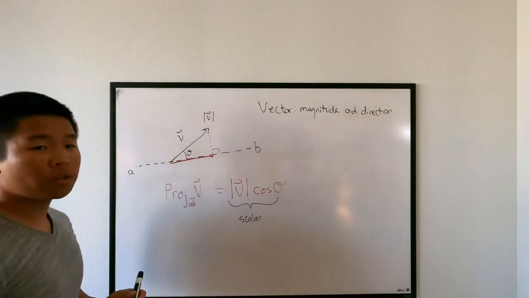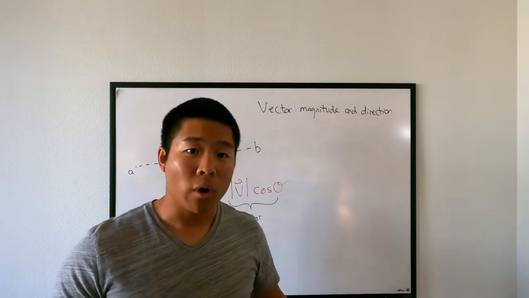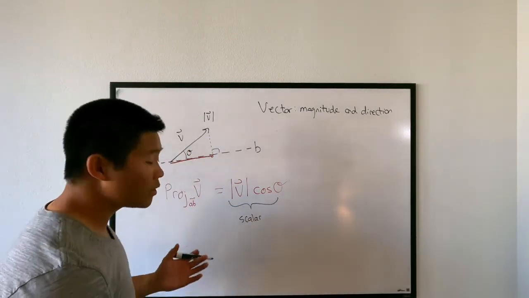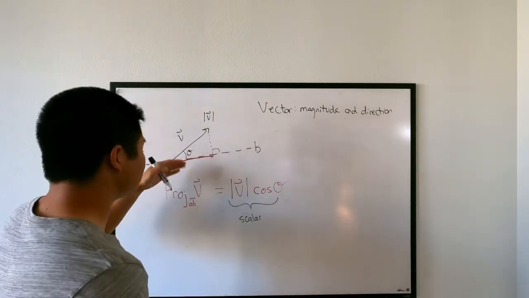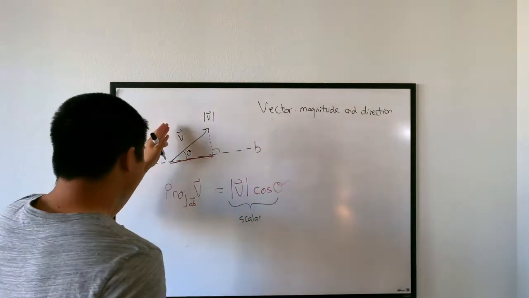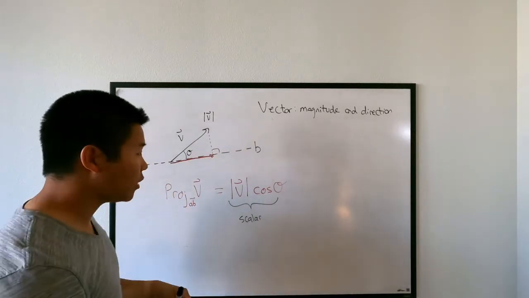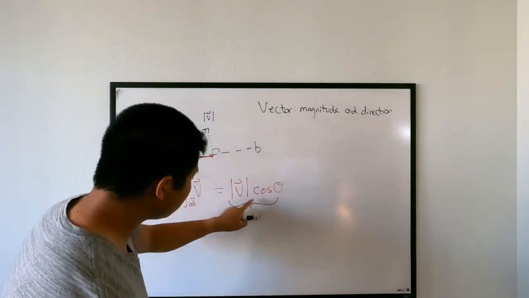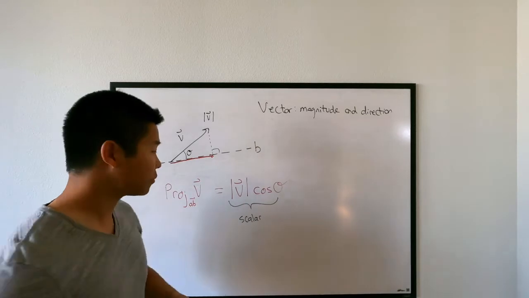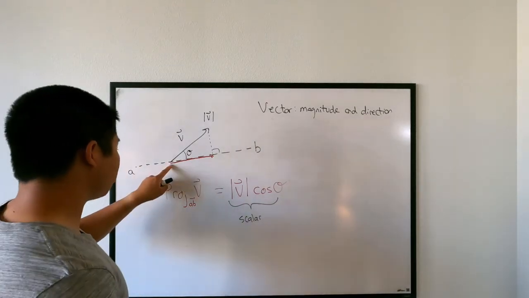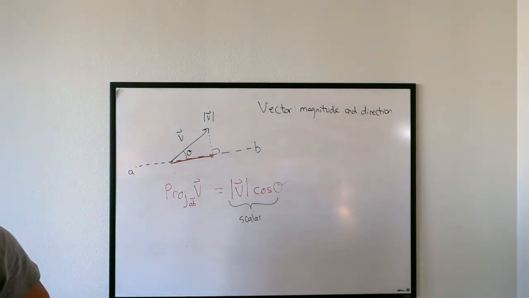So it does not take into consideration the actual orientation of AB. What it does is it only uses the relative orientation of V with respect to AB, right? Because theta tells you how far apart V is from AB. Now, if you knew the direction of AB, then you can actually say, oh, this thing goes along AB. Therefore, I actually know the real direction of this red line right here, okay?